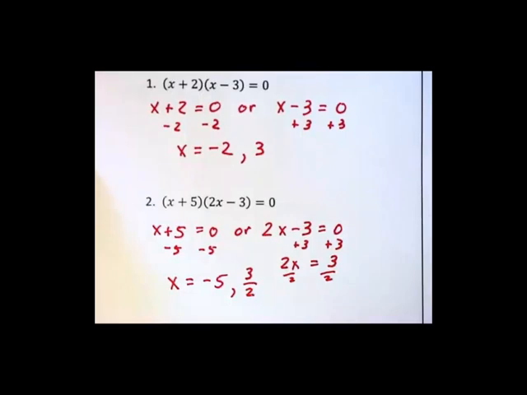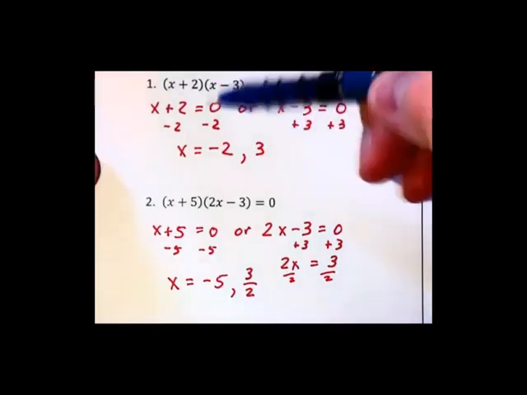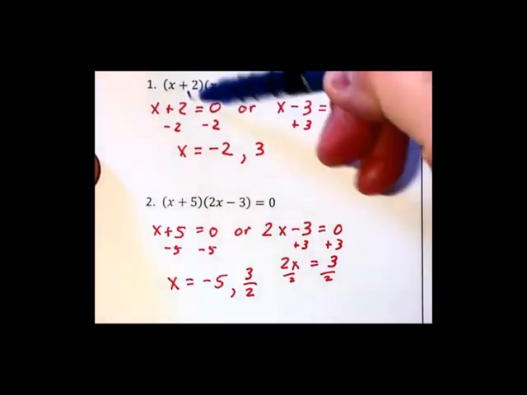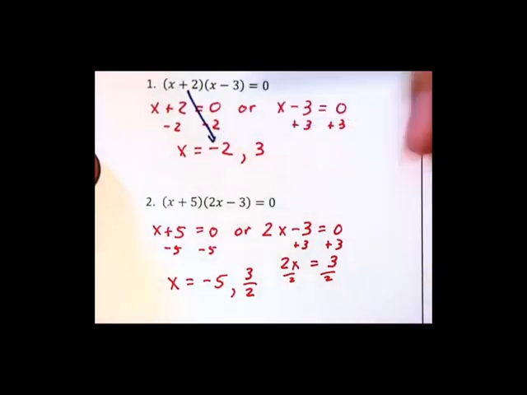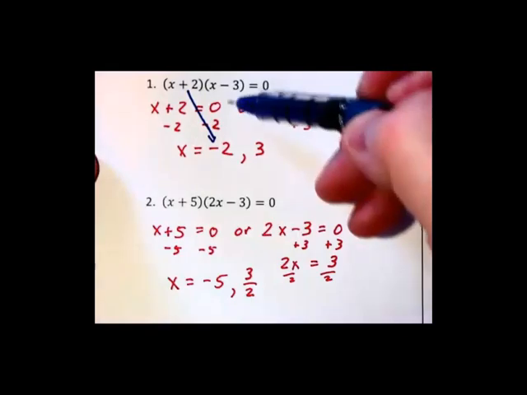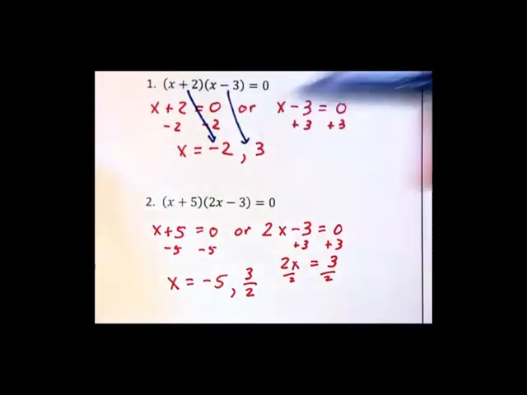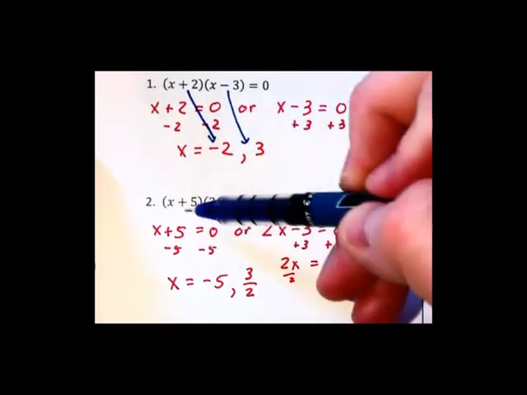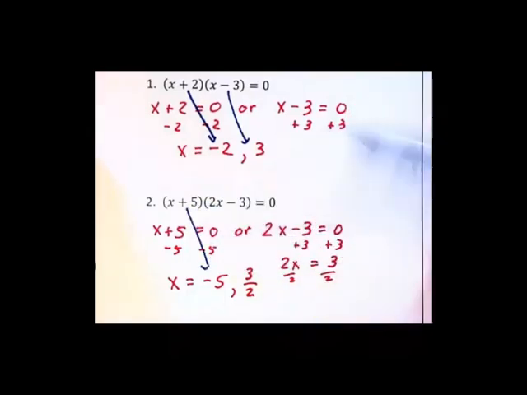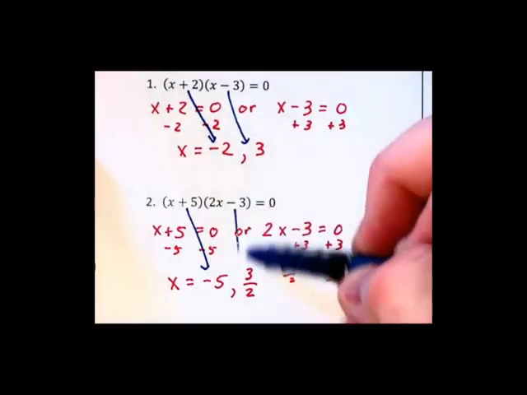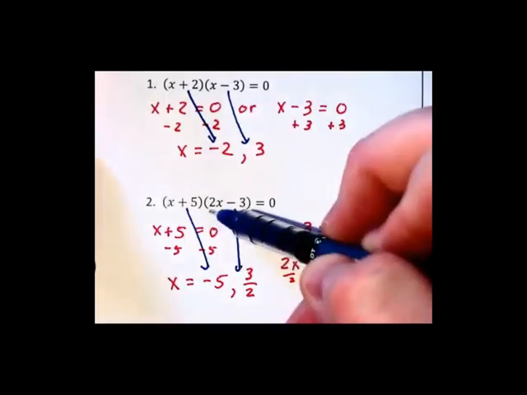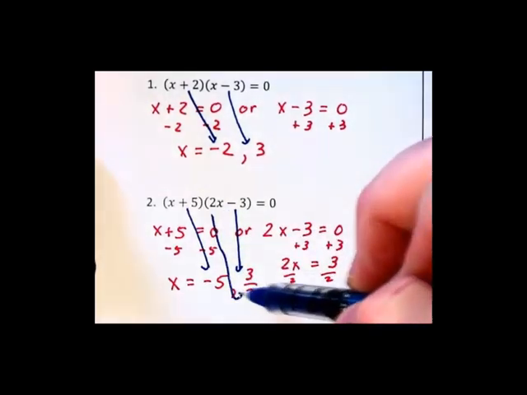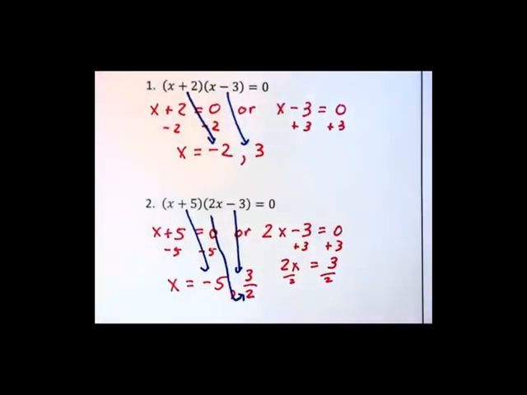And after we've done this enough, we don't like to write all that work. What we eventually start doing is saying, I see a plus 2 in the parentheses, I'm going to change that to a minus 2. I see a minus 3, I change that to a plus 3. I see a plus 5, I change it to a minus 5. I see a minus 3, I change it to a positive 3, but because of that 2 out front, that creates the denominator there with the 3/2. So that's our shortcut way of getting to the answer.